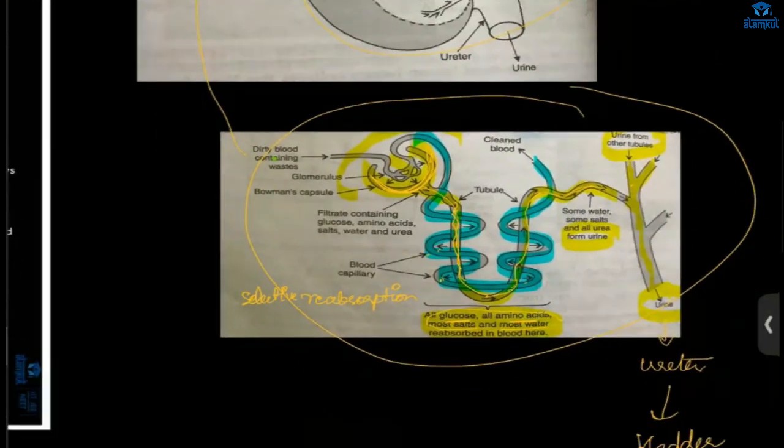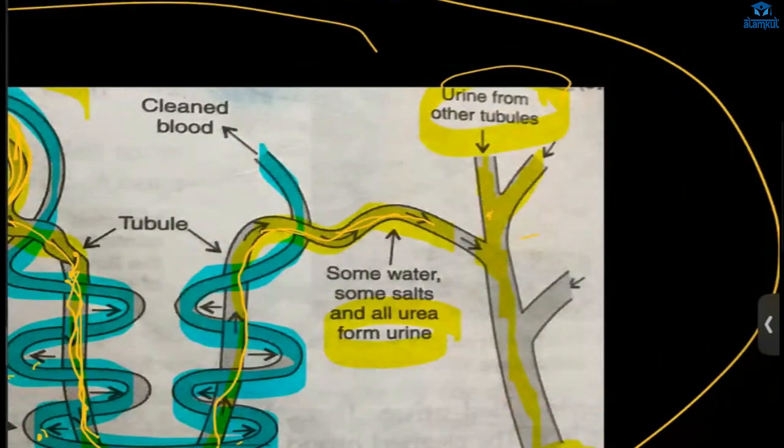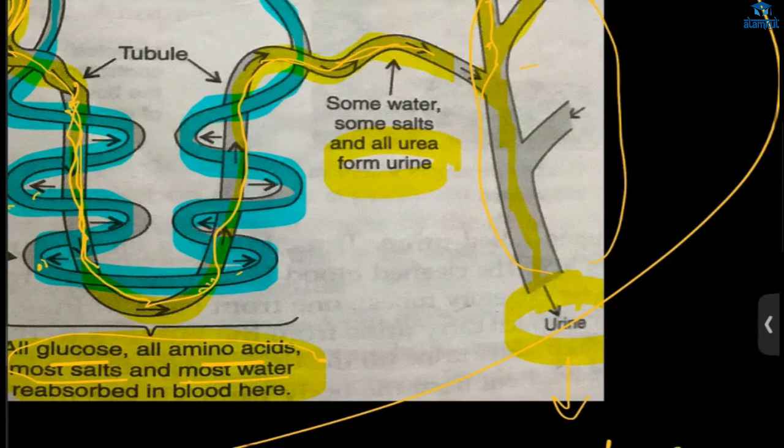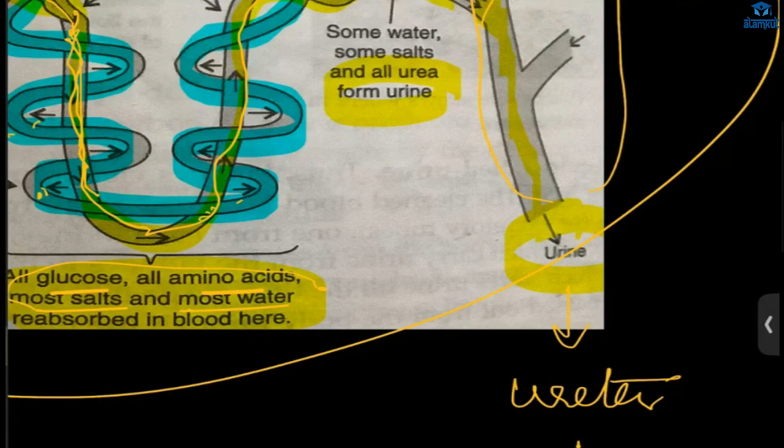Millions of nephrons are present, and from all the nephrons the urine is collected and put into the urine collecting duct. Here it is written: urine from the other tubules. Other tubules means other nephrons, because there are millions of nephrons in the kidney, and each nephron is made up of two parts: Bowman's capsule and tubules. So urine from the other tubules will come here. This is the urine collecting duct, and this urine collecting duct will give the urine to the ureter. Got it? Yes or no?